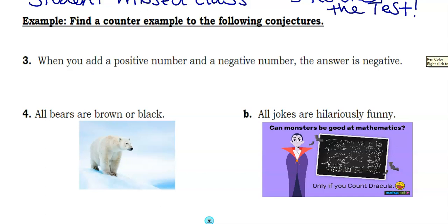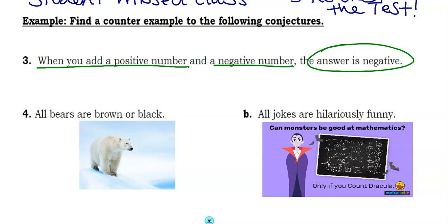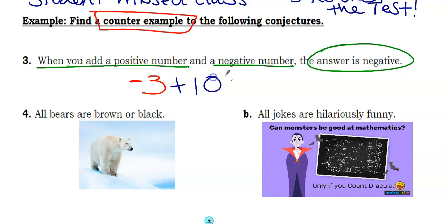We're almost there. So when you add a positive number and a negative number, the answer is negative. Okay? Well, I'm going to come up with a counterexample of when this doesn't work. Let's say the negative number is -3, and the positive number is 10. Well, that answer is 7, and that is not a negative number. Okay, so a counterexample is proving your conjecture wrong.